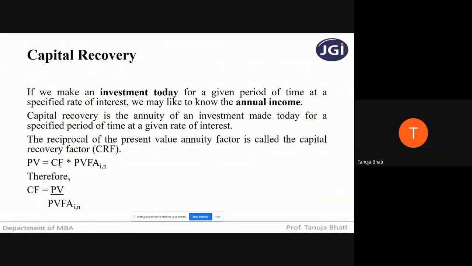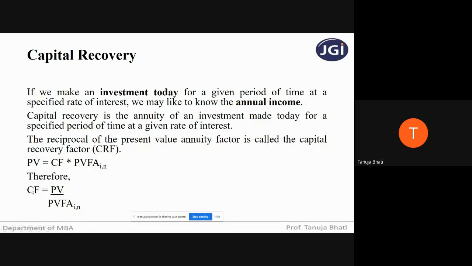Cash flow is the annual income that you're going to generate every year for n number of years, which will help you recover your initial investment. So when you multiply cash flow by the number of years, you will recover the capital that you have invested, which is nothing but your present value. If we take the reciprocal of this and shift this CF to the left-hand side, you get the formula for capital recovery as cash flow or annual income.